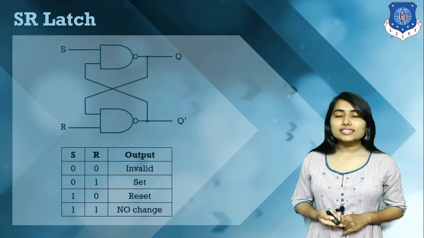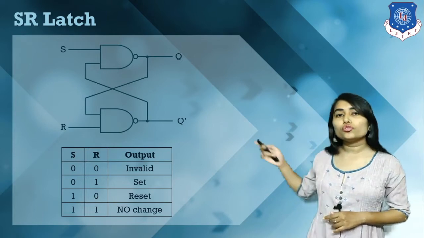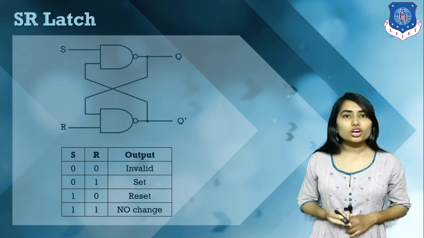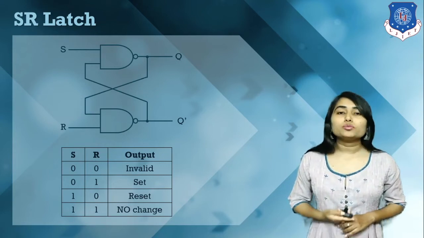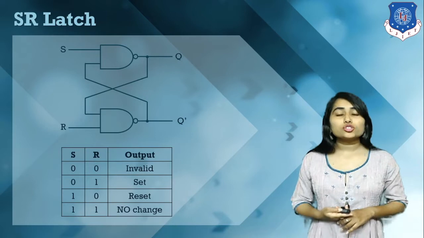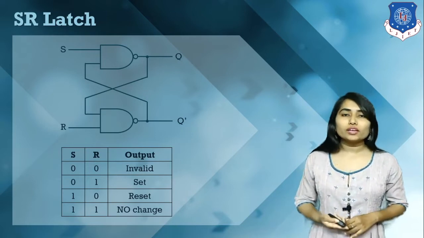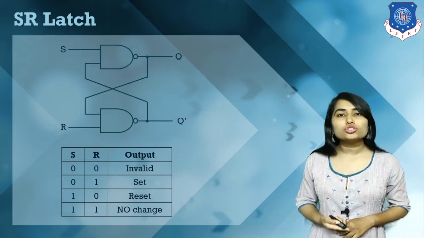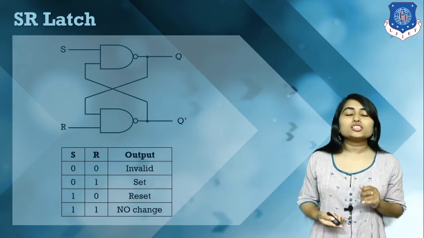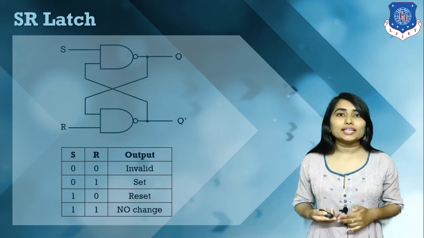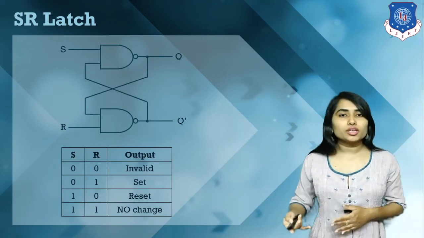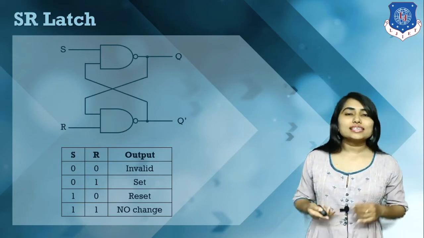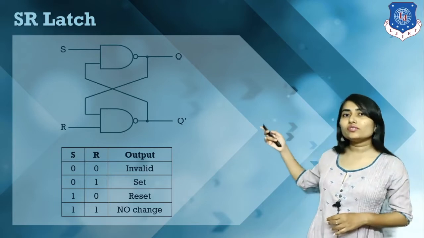Whenever S and R equal 0, 0, we have an invalid state, because whenever S and R equal 0, 0, both Q and Q dash try to reach 1. So both Q and Q dash equal 1, which is practically impossible. So our circuit becomes unstable, so it must be avoided. So whenever S and R are equal to 0, we have an invalid state.